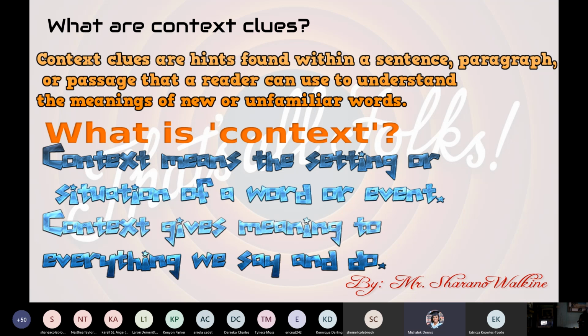Okay, good. You guys did excellent today. Now, let's recap. What is context clues? Let's see if you guys can remember. We're going to recap on what we learned. Hints, yes. That's one of the words we went through. A hint to find the meaning of a word. It's additional information.